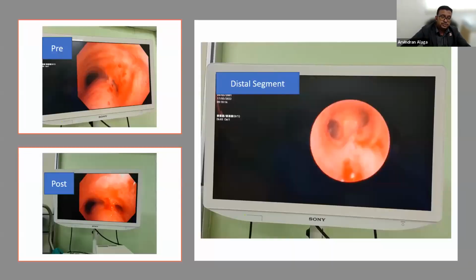So if you notice, this is one of the pre-procedure lumen.